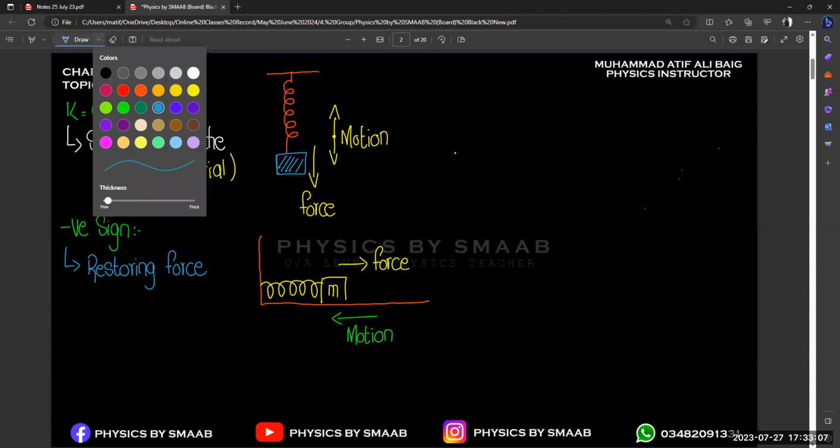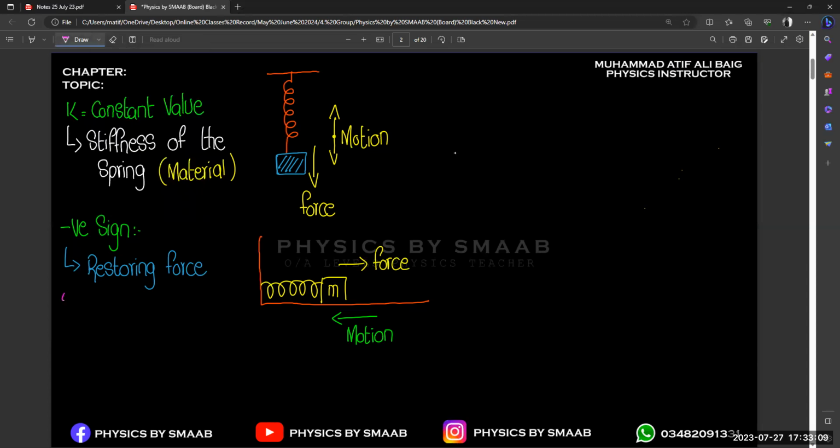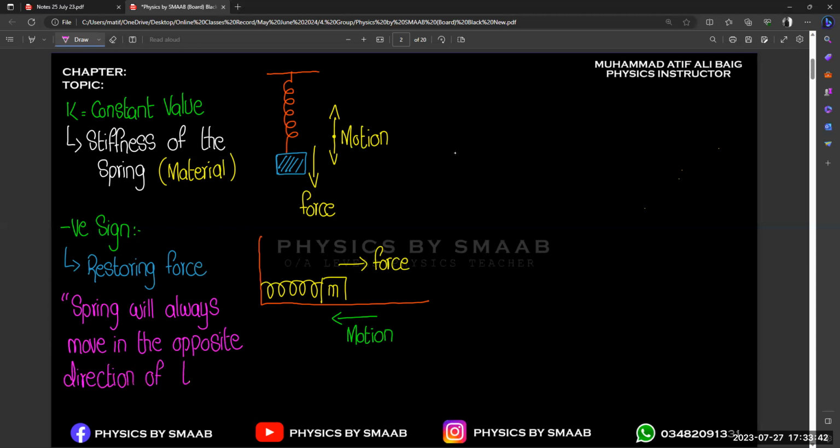And I will write the statement too, if someone is still confused about the meaning of the negative sign. Spring will always move in the opposite direction.